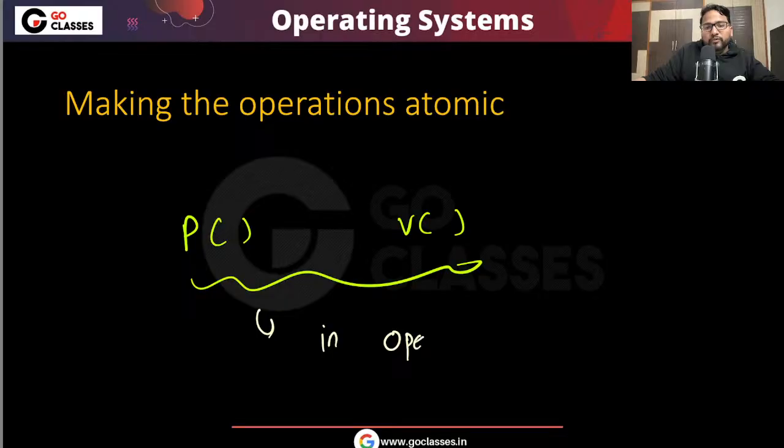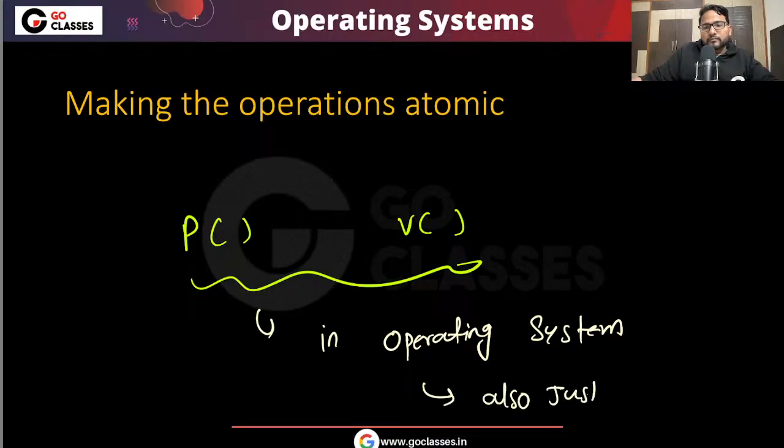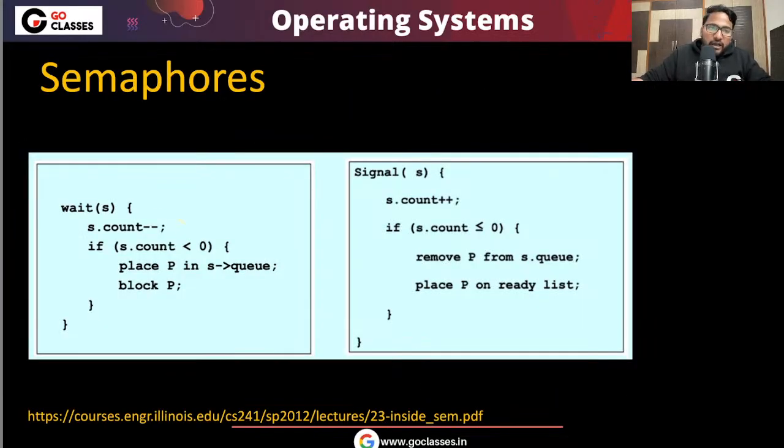This is because we are taking the support from operating systems. But operating system is not a black magic. It is also a code, right? Also just a code. So if you're writing in the operating system itself, if you're writing this s minus minus and s plus plus, don't you think that you again have the race condition?